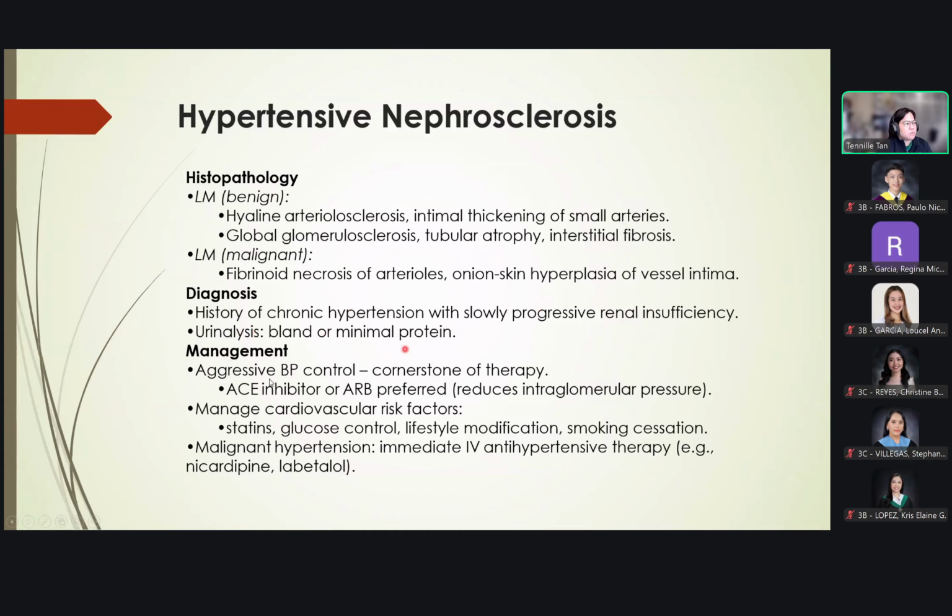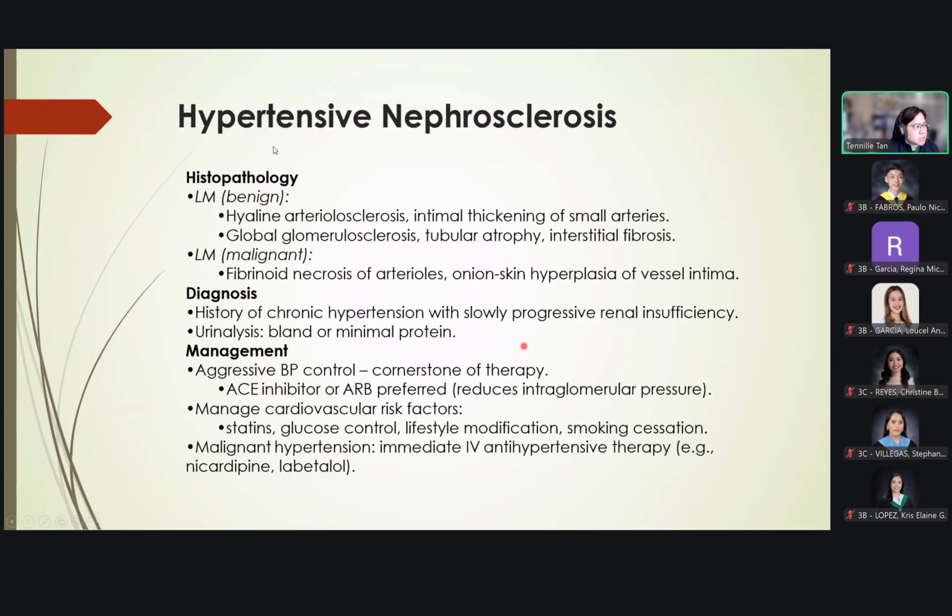Management would be to aggressively control the patient's blood pressure as the cornerstone of therapy. Again, ACE inhibitors or ARBs are preferred because they reduce intraglomerular pressure. You want to manage the patient's cardiovascular risk factors. It includes giving statins, glucose control if they have concomitant diabetes, lifestyle modification, and smoking cessation. For malignant hypertension, of course, you need immediate IV antihypertensive therapy like nicardipine or labetalol to rapidly control the patient's blood pressure.